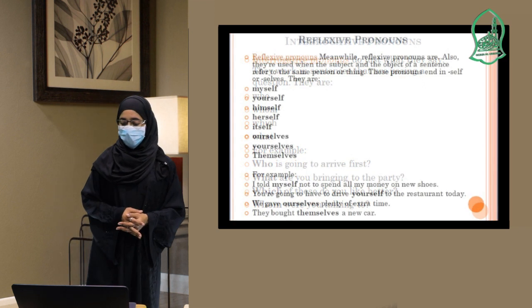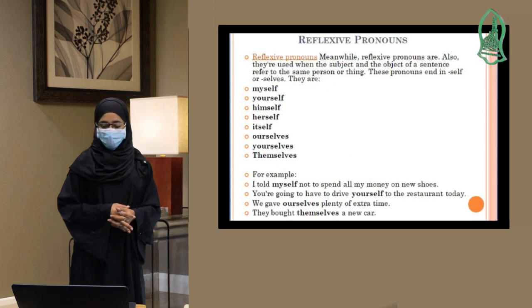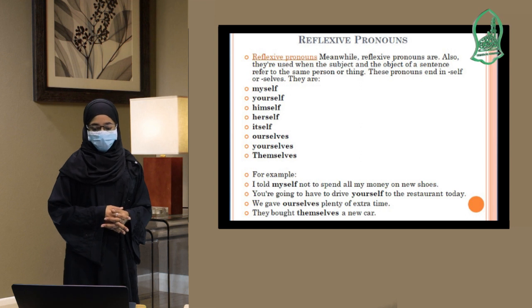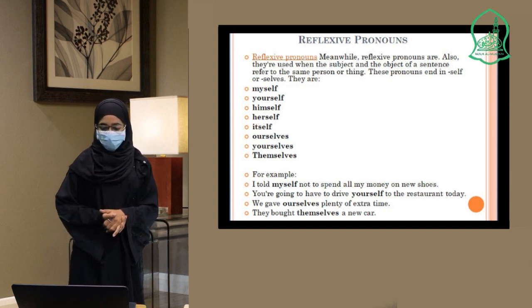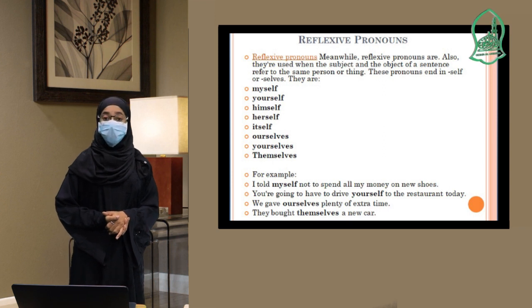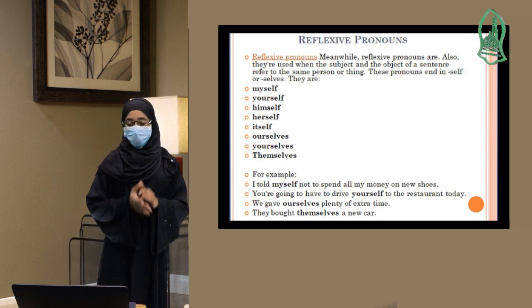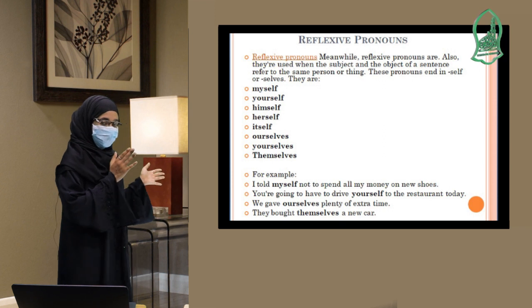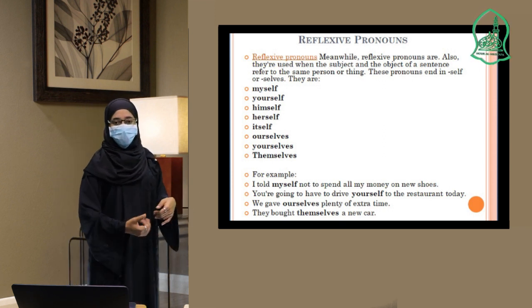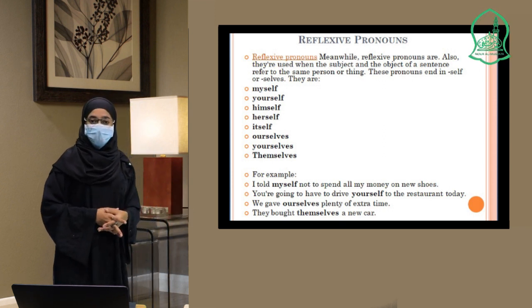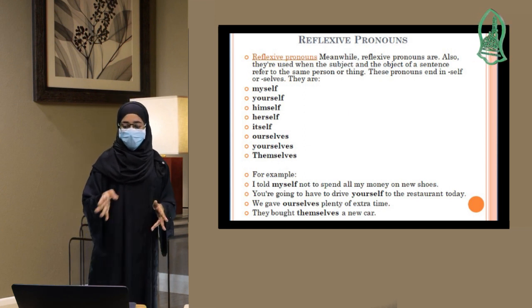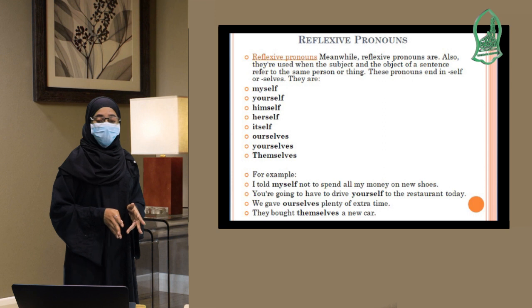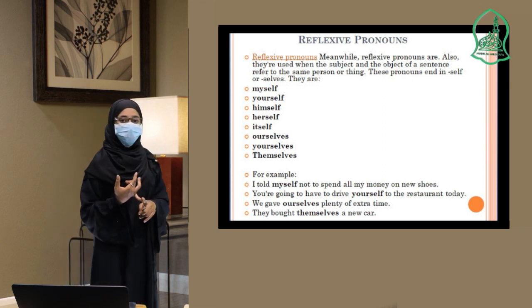And then we have reflexive pronouns. What are reflexive pronouns? Reflexive pronouns are used when the subject and the object of a sentence refer to the same person or thing. So this means the subject and the object of a sentence refer to the same person or to the same thing. These pronouns end in self or selves. If it is one, it ends with self.